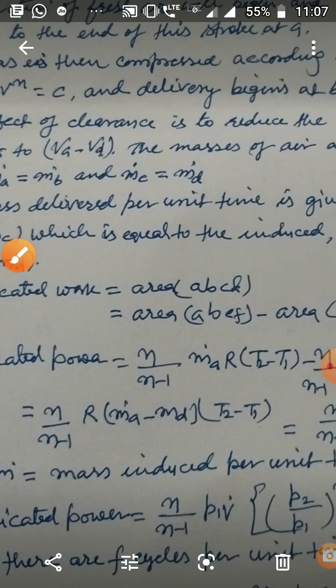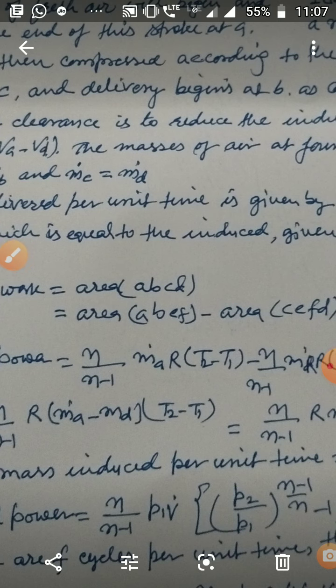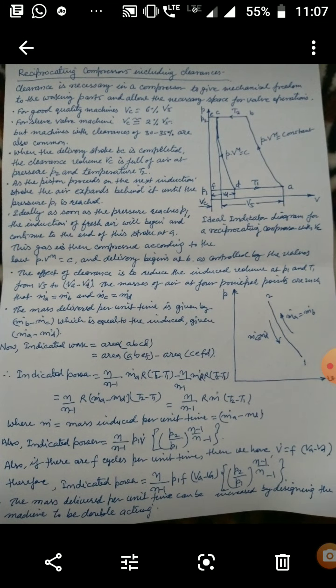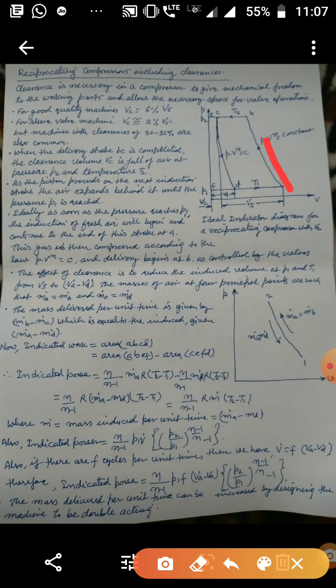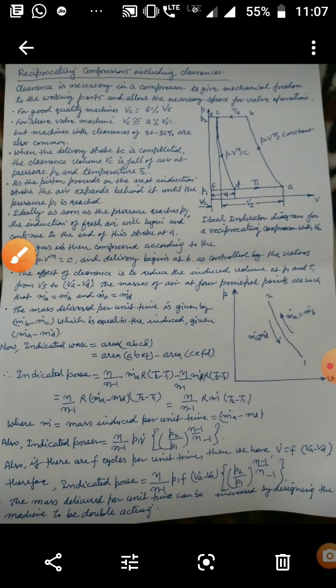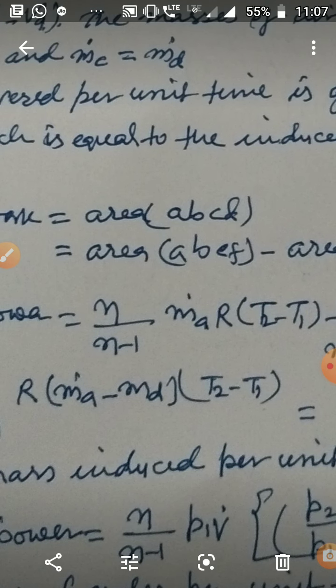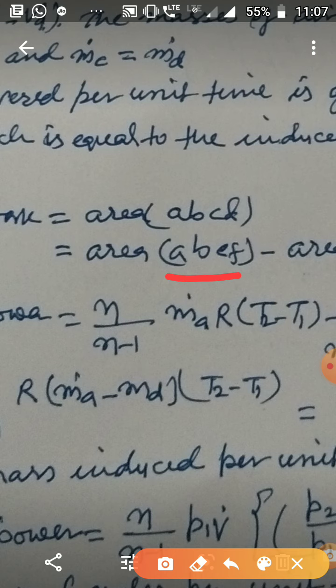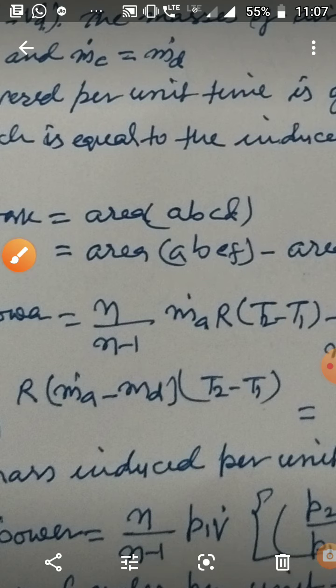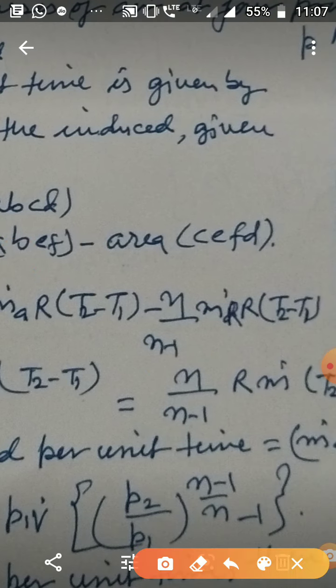Now indicator work is written as the area ABCD. ABCD is this area completing the whole cycle. So this area is taken for the indicated work. Now this area ABCD is equal to area ABEF minus area CEFD.